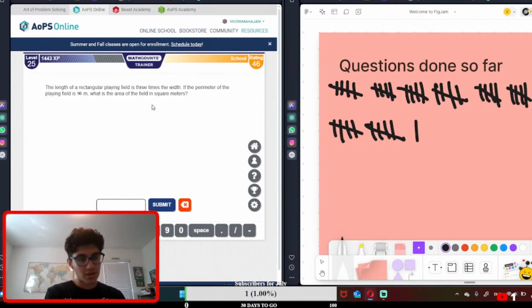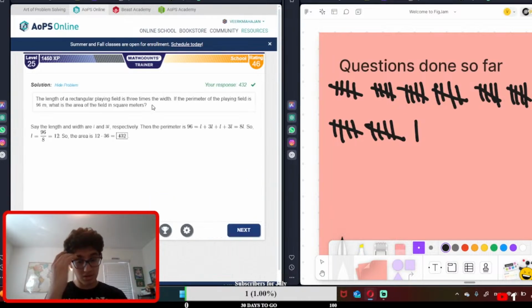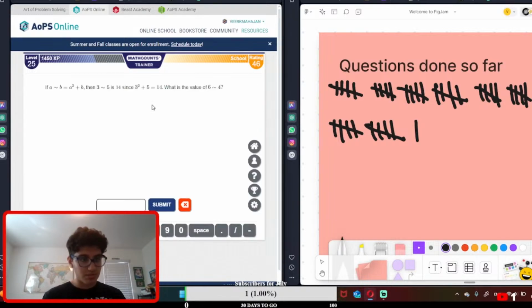The length of a rectangular playing field is 3 times the width. If the perimeter is 96, that means that it's 48, which means it's 12 times 36, which means it's 360 plus 72, which is 432. That's wrong, I think. Okay, correct. If, 6, so it's 36 of 40.